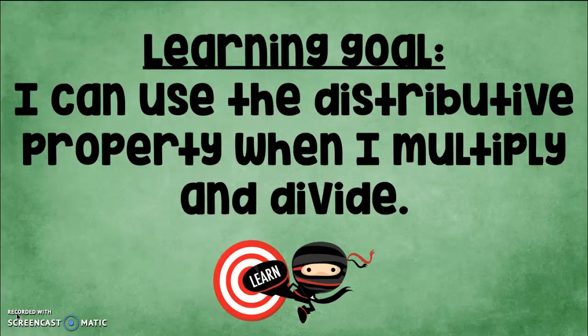Ooh, distributive property, what does that mean again? Oh yeah, that I can break things up into smaller chunks to help me solve a problem. You know, we're getting into some pretty big numbers when we multiply and divide. So the distributive property can really help us to be a little bit more efficient or faster when we're solving for those big numbers. Let me show you.